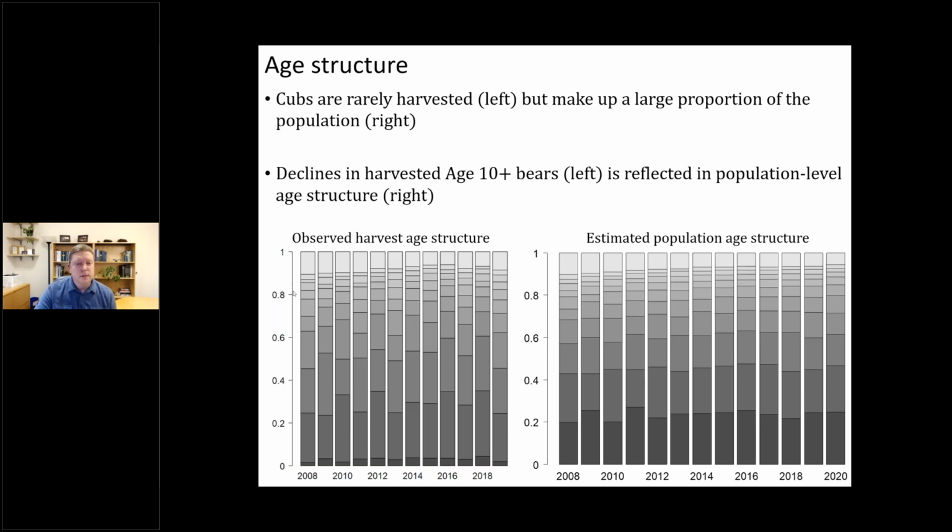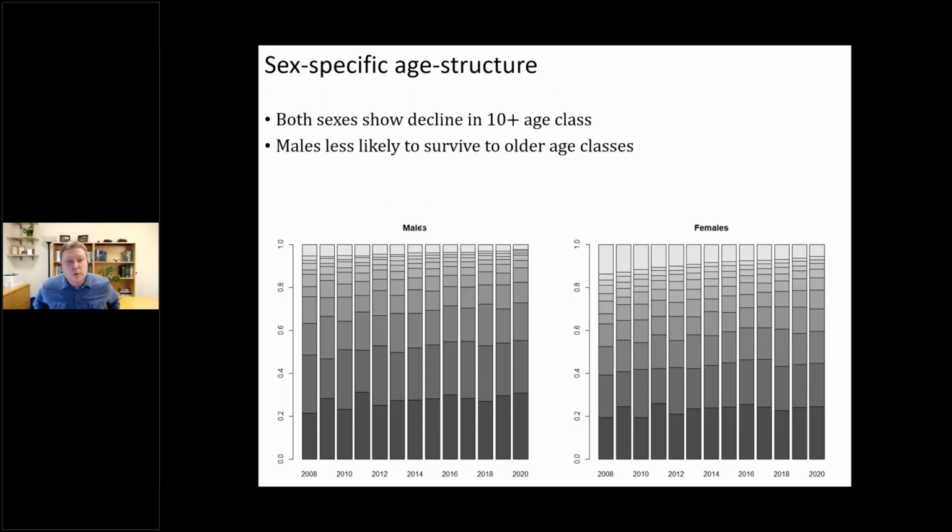The other really interesting thing that popped out here is that through time, the proportion of the oldest age class in the harvest data was actually declining until about 2016, and then it kind of leveled off. We also see this in the estimated population-level age structure, where it looks like the proportion of older individuals was larger in 2008 and declined through time. That decline of the oldest age class was apparent in both males and females. This decline was evident as a smaller, older age class shown here on the top.